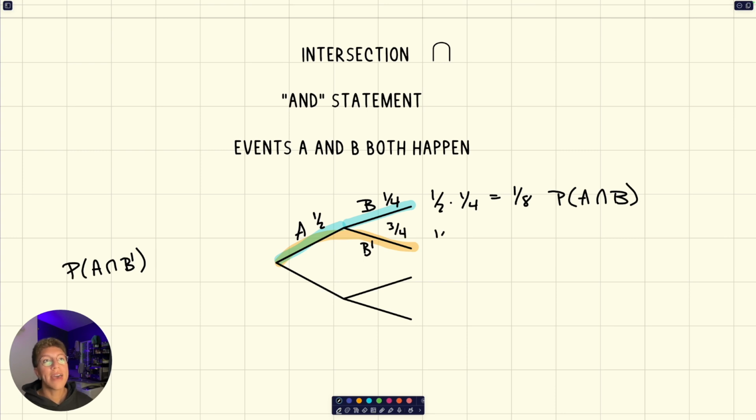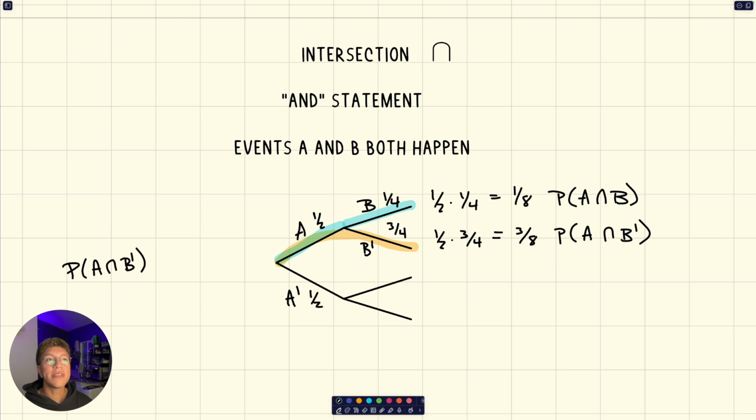So we say 1/2 times 3/4 gives us 3/8. And we say this is the probability of A intersection B naught. And so following the rules of our tree diagram in the sample space, if we have A naught here, the probability would have to be 1 minus this one, so also 1/2.